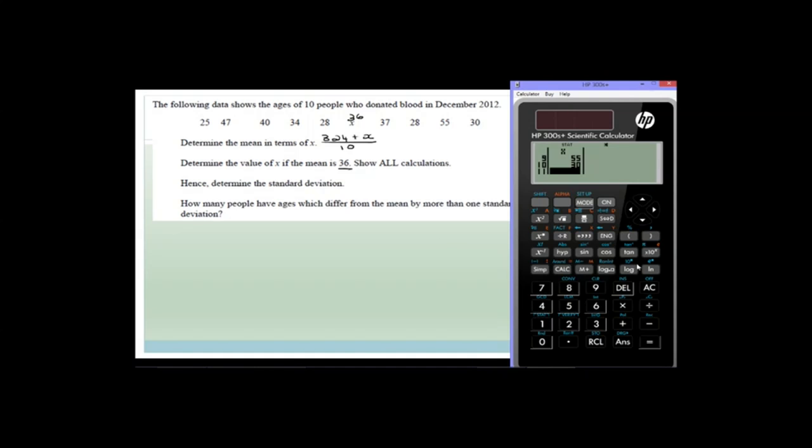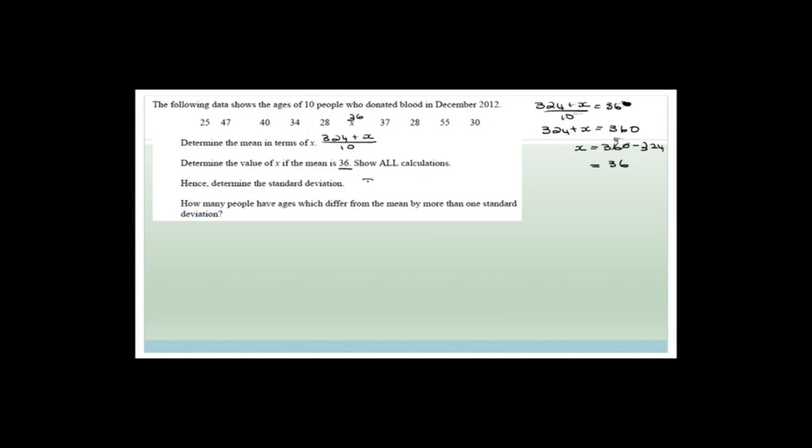Okay, so now we press AC. And we see there's a stat thing there. So we go shift, stat, and it asks what do you want. We want the variables, I think four. There we go. And this little bit here, this delta X, that is the standard deviation. So we press 3 and then equals, and it tells us that the standard deviation is 8.87.